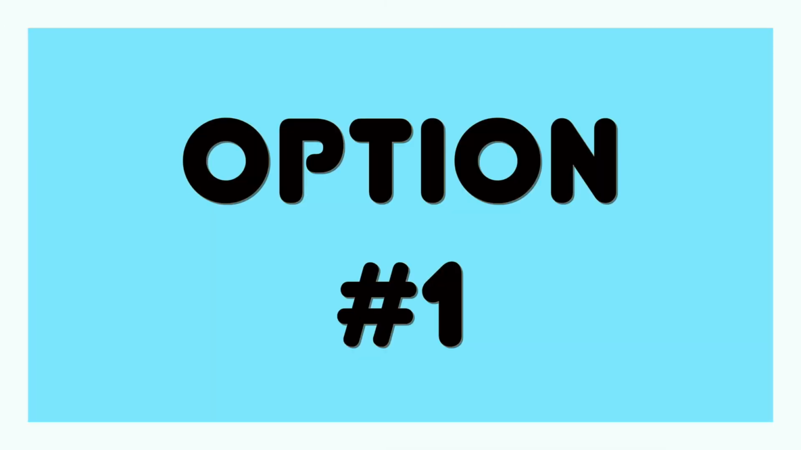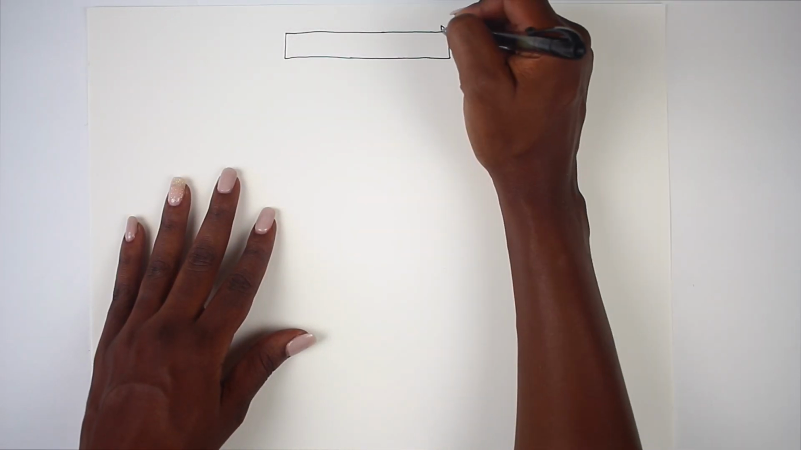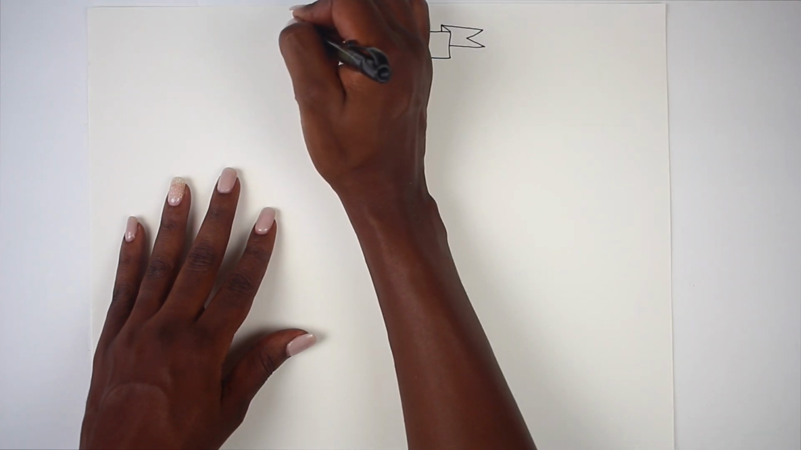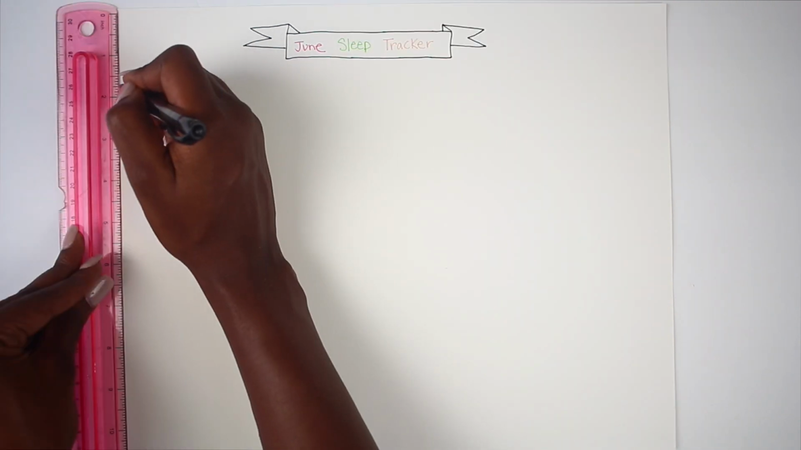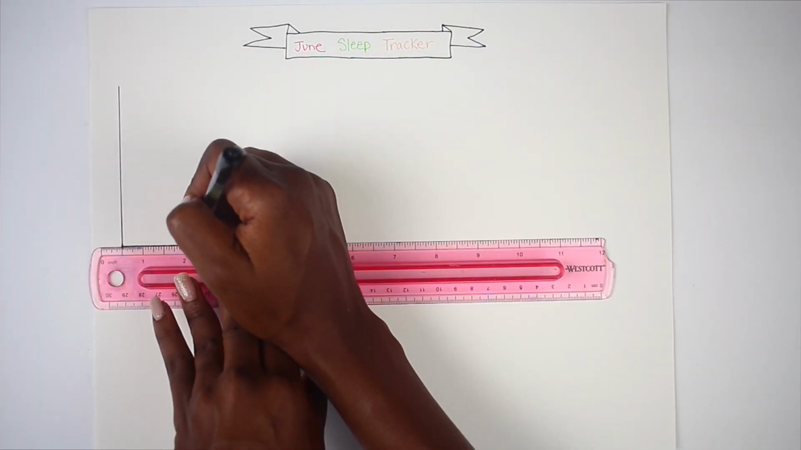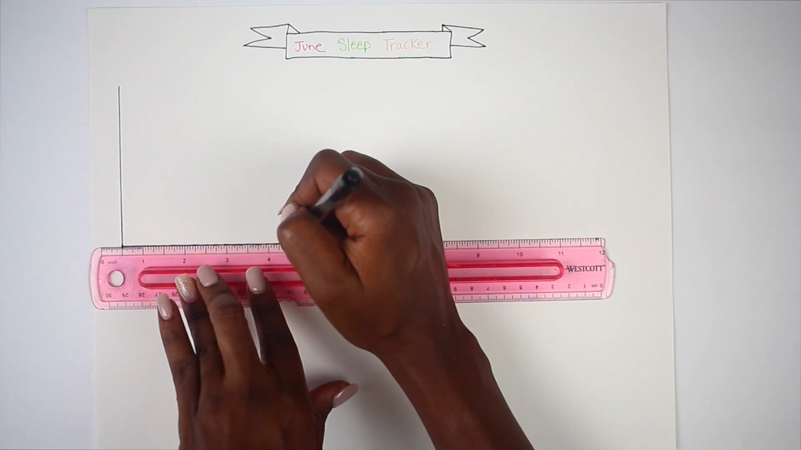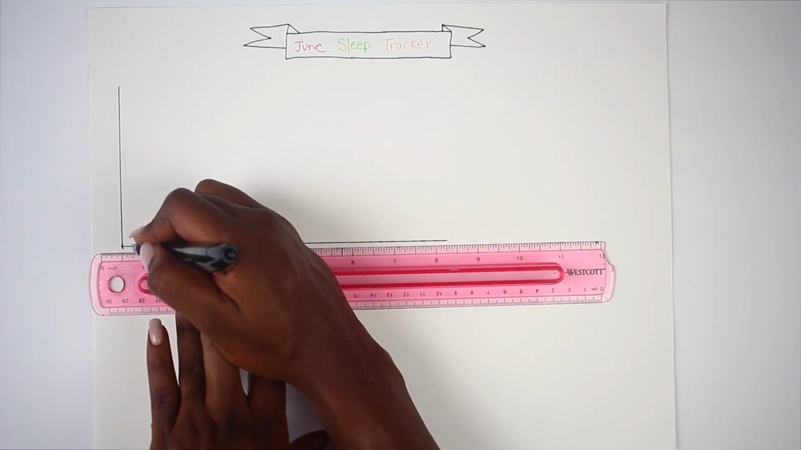Option number 1. As you can see, I'm starting off with the title. I found this on Pinterest and I just copied what I saw, but this is going to be the title, my June sleep tracker. And I'm going to be setting up my graph. The vertical is going to be the hours and the horizontal is going to be the number of days in the month.